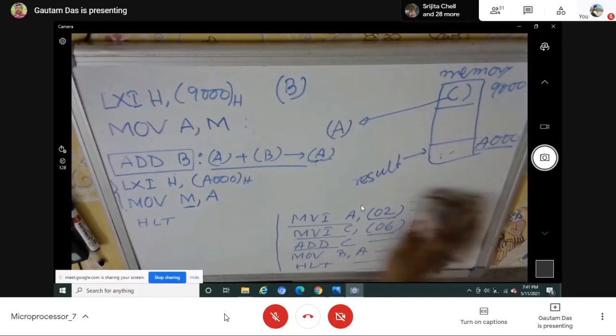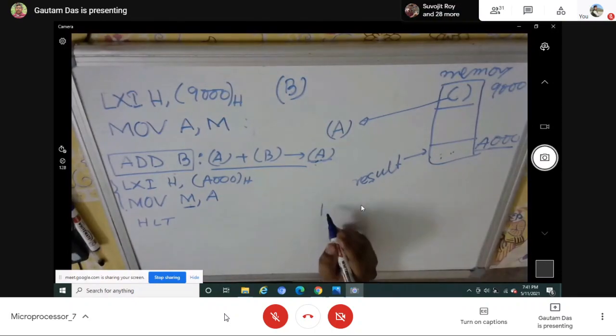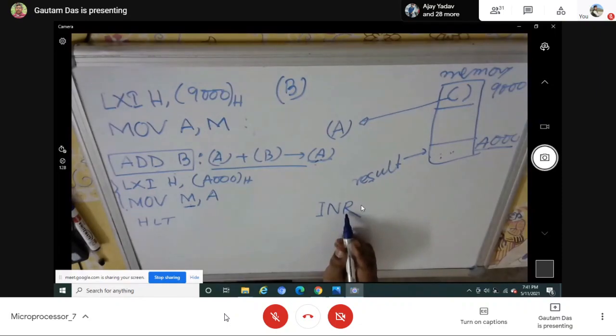Now another instruction in the arithmetic category is called INR. This is the output part only that I have written. This is another arithmetic instruction. Its meaning is increment the content of register. R means register, IN means increment. Increment the content of the register by 1. You can try to understand the meaning of this.